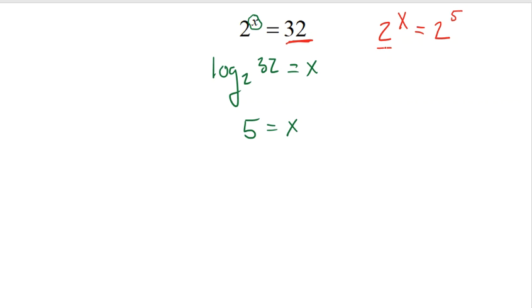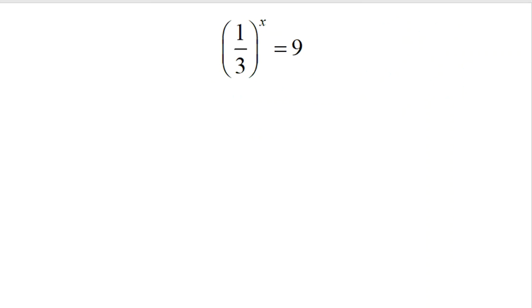The left side has a base of 2, the right side has a base of 2, and that means the exponents must be equal. Oh my gosh, x equals 5. So you could use either one of those methods. You're going to get the answer, but they both do work. All right, let's try this one out.